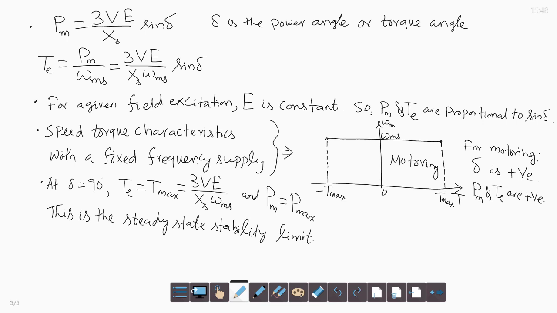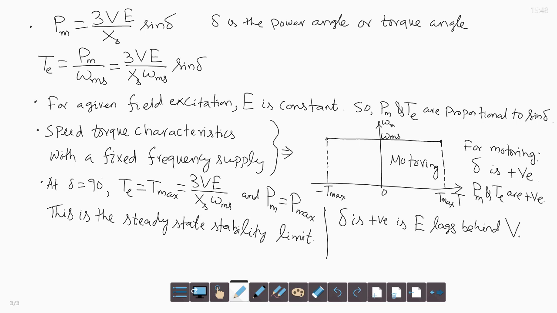and delta positive means the induced EMF E lags behind V. That is the basic thing. E lags behind the supply voltage by angle delta. So, that is one way of looking at delta.